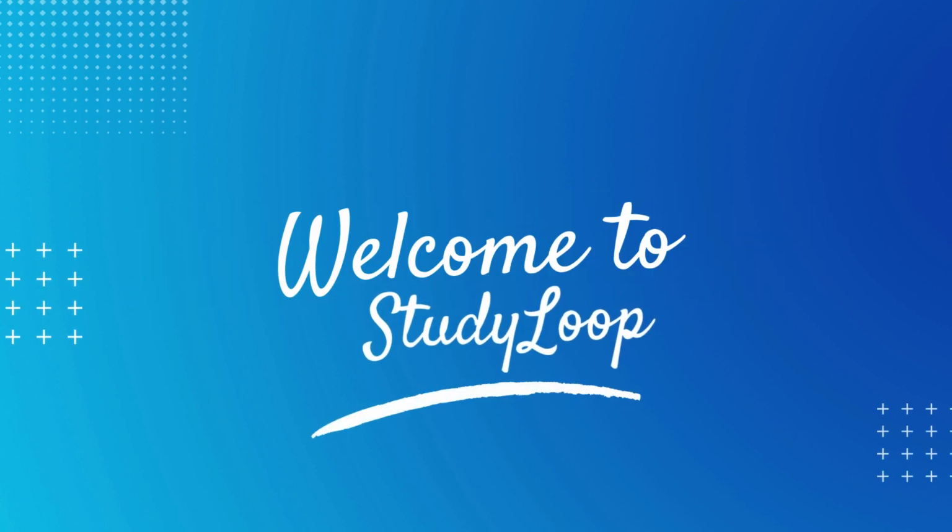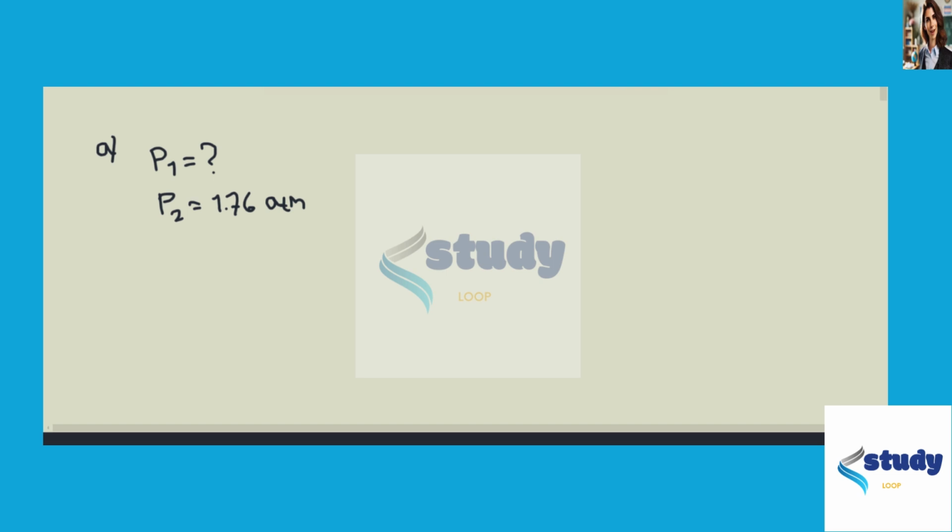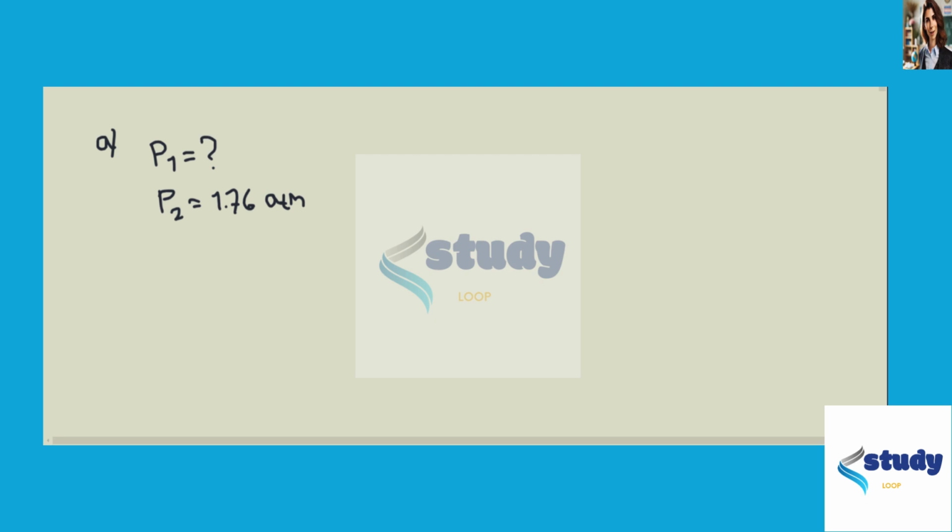Welcome to Study Loop. We're given an ideal gas that is going through compression at a constant temperature, but we know the final pressure after compression will be the pressure given here. It is given in the problem, and we're asked to find the initial pressure if we know the final pressure.